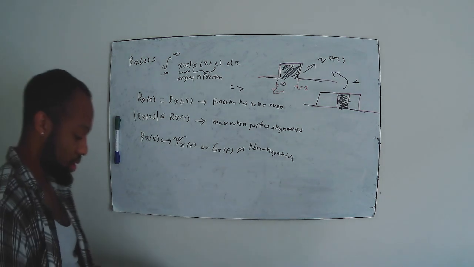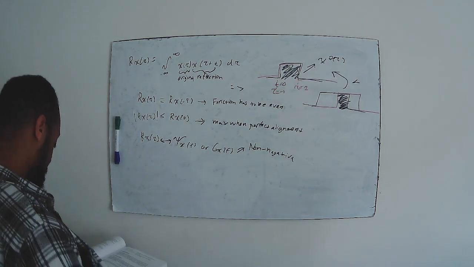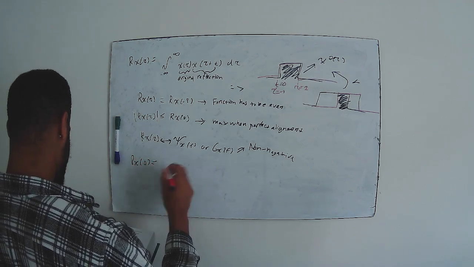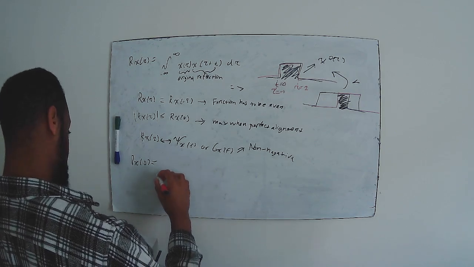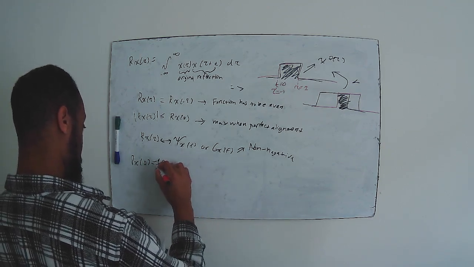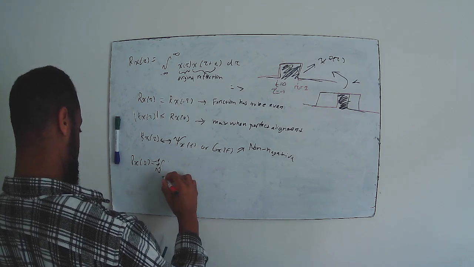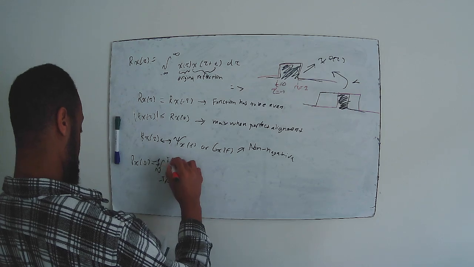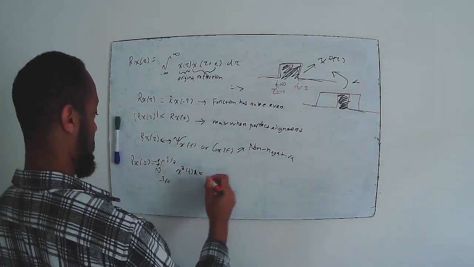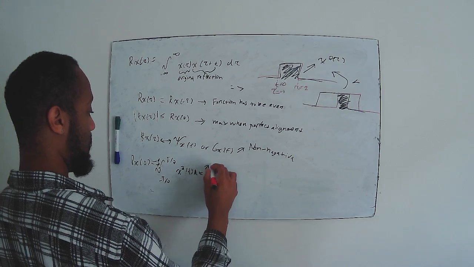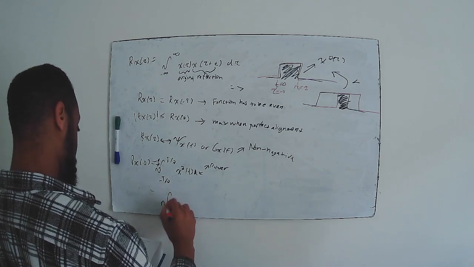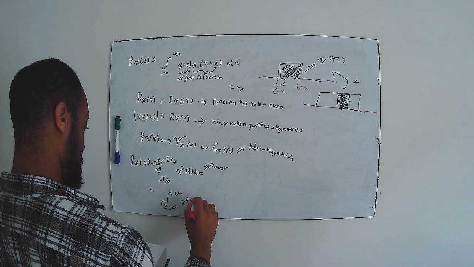Okay, so the last property, which is important to note, and I always forget about it, basically says Rx of 0 for a power signal. So for a power signal, Rx of 0 will be equal to 1 over T naught times the integral from minus T naught over 2 to positive T naught over 2 of x squared of t, which is what I set up here, right? And for an energy signal, obviously, it's going to be the integral from minus infinity to positive infinity of x squared of t dt.